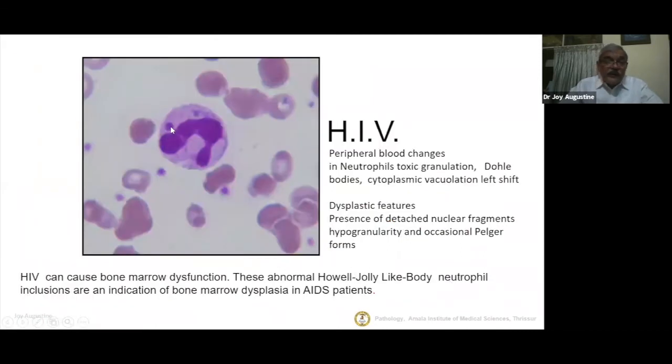Now, when you find fragments of nucleus in the cytoplasm, this is generally called a dysplastic change, just like a Howell-Jolly body. And this is a feature which you generally associate with HIV-associated dysplasia. Myelodysplasia can be induced by HIV, and this is one of the manifestations in the peripheral blood. It doesn't occur in other forms of myelodysplasia. So, neutrophilic fragments in the cytoplasm generally means that you have to check out the patient for HIV.